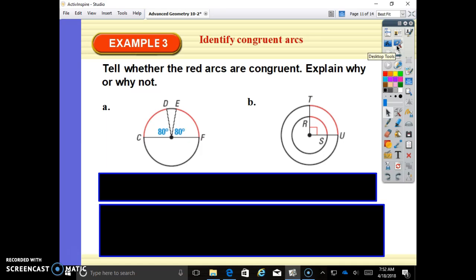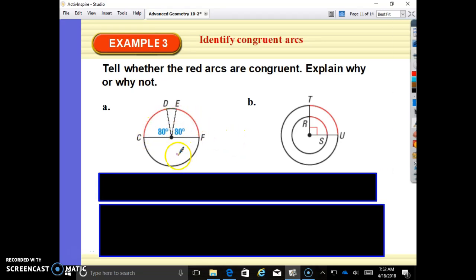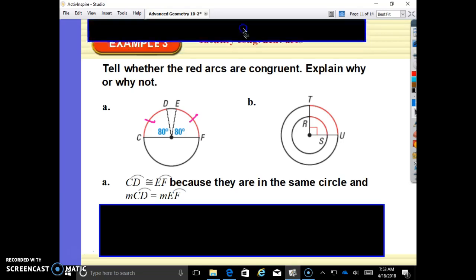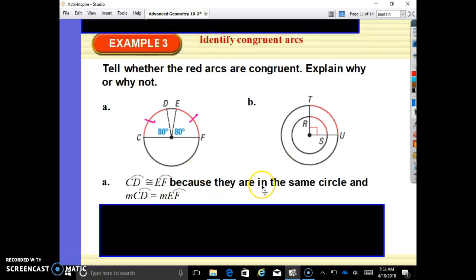Tell whether the red arcs are congruent. Explain why or why not. Are these two red arcs congruent? Yes, they are. Why? Because they have the same central angles with the same radii, right? They're in the same circle and the measures of their arcs are equal. So if the measure of their arcs are equal, then the lengths of their arcs are equal.